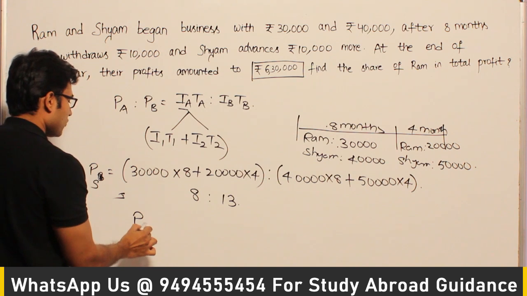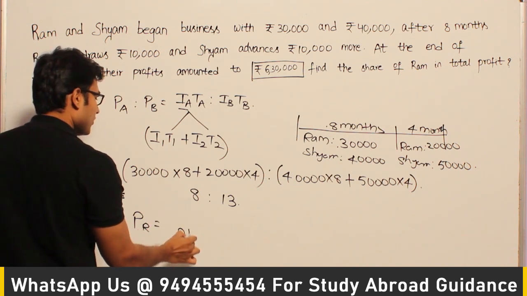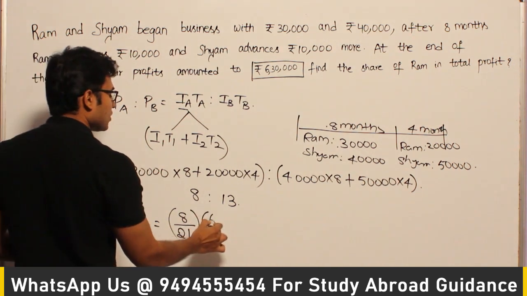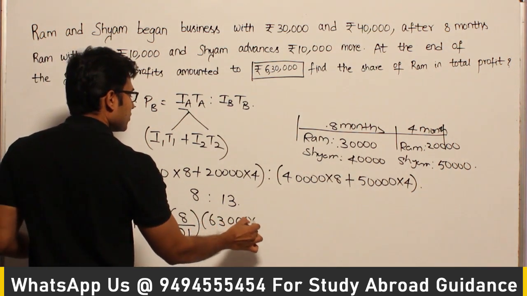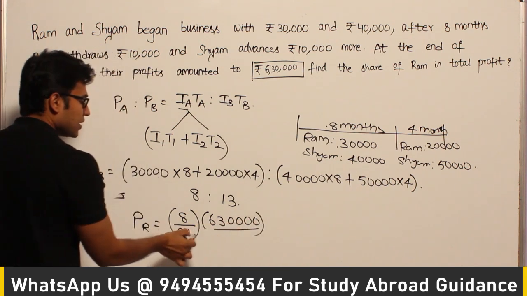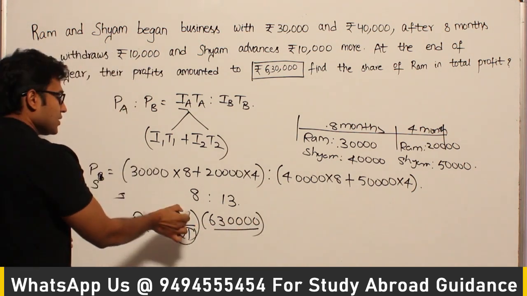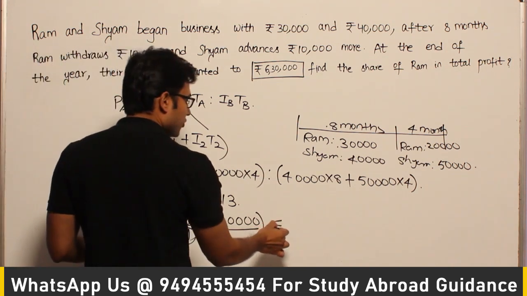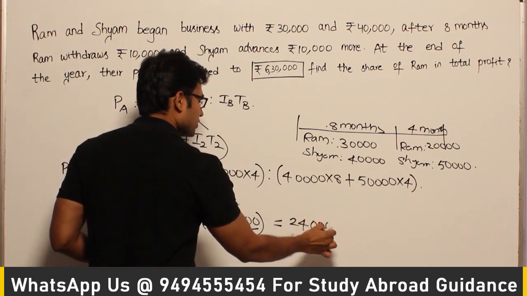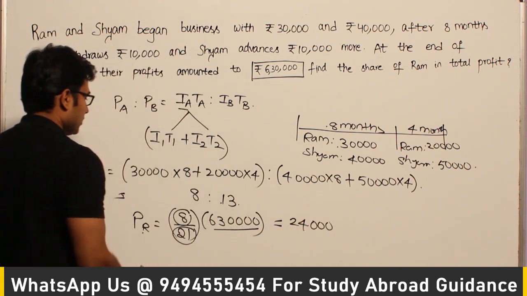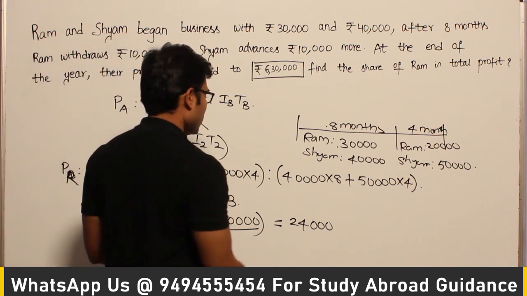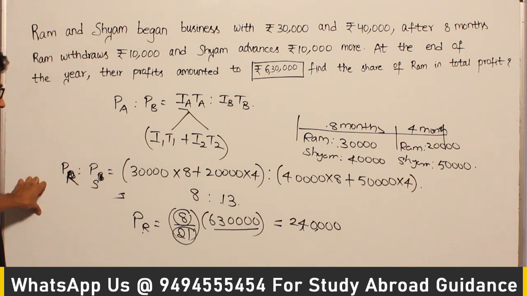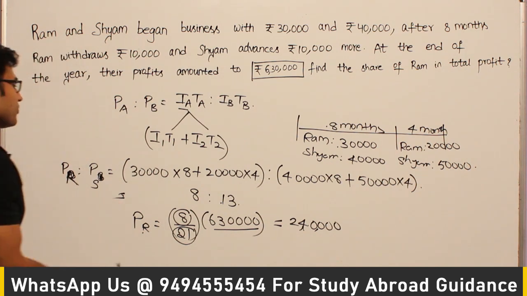Therefore, profit of Ram is equal to, out of 21 parts he is supposed to get 8, and what is the total amount? 6,30,000, which means 6,30,000 is made into 21 parts, out of which 8 parts will be given to Ram and remaining 13 parts will be given to Shyam. Now if you compute it, I think it is 2,40,000. 2,40,000 is the answer. Okay, that is the profit of Ram.